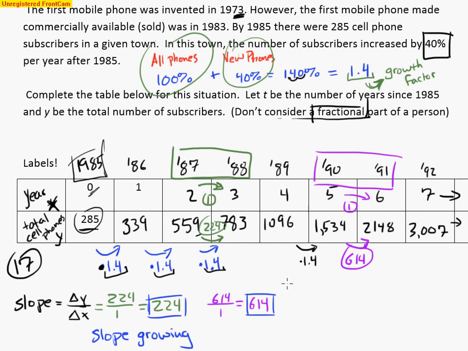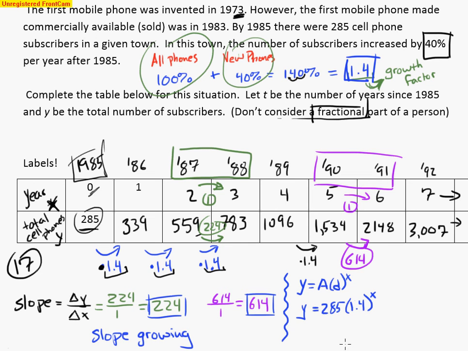All right. Then if I actually want to model this, I need to use my equation y equals a times d to the x. A is my initial amount, so I'm going to go ahead and put my 285 right there. And d is my growth factor. So my growth factor is just this 1.4. So I put a 1.4 right there to the x. That right there is going to be my equation.